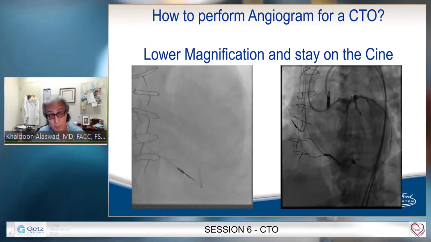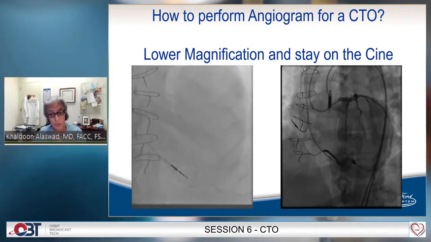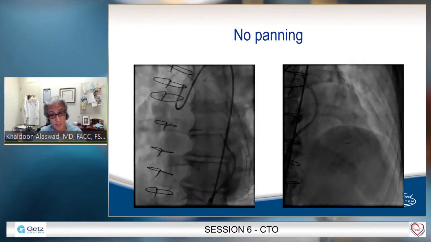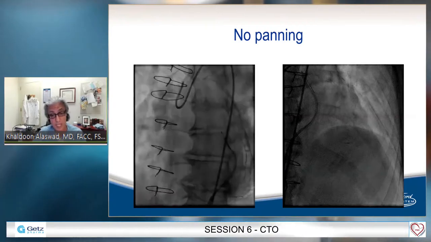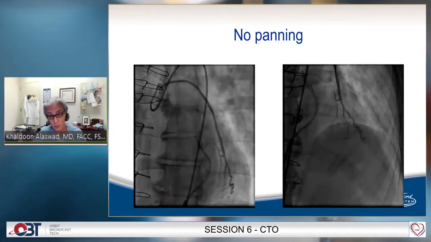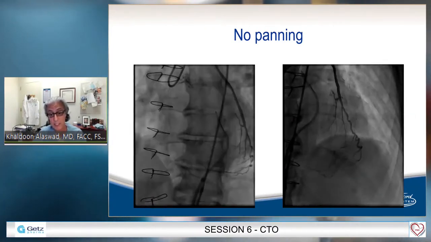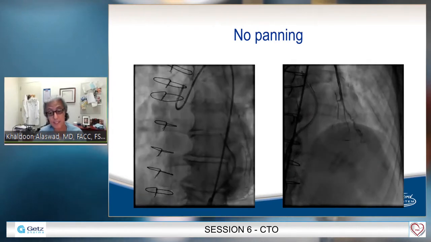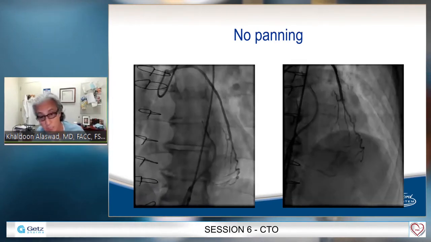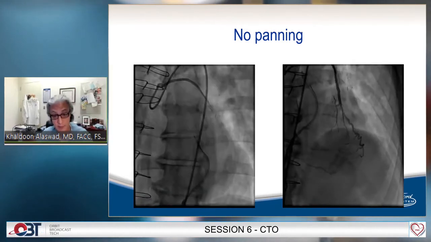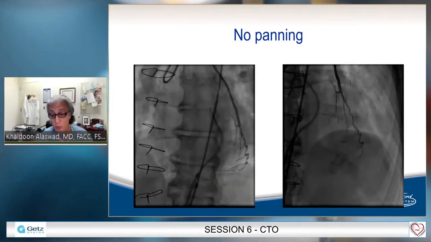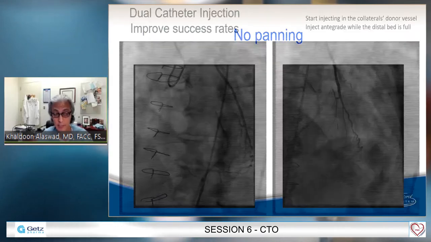And basically, no panning. I'd like to show you here. This is almost the same angiogram. I did both of these angiograms. And here on the right, this is with no panning. I can tell immediately there is a channel here. I can see it very clearly. And this is the channel I used to go back and open that artery, because that was the best way I could open it. I couldn't open it antegradely.